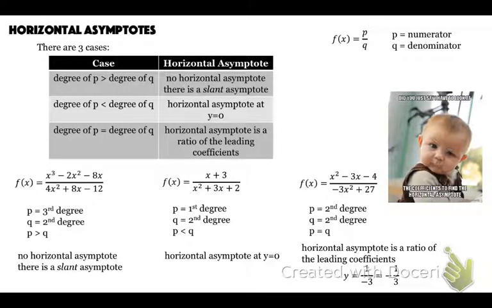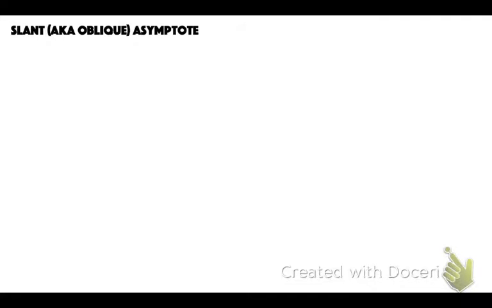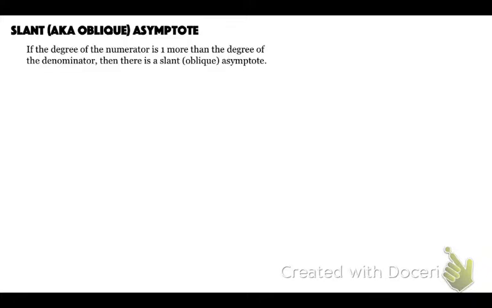So yeah. Let's go on to the oblique asymptote. So remember when we were doing long division? Well, this is coming back right now, okay? So if the degree of the numerator is 1 more than the degree of the denominator, there's a slant, or it's sometimes called oblique asymptote.